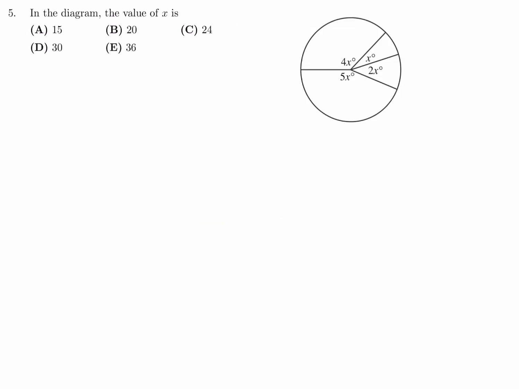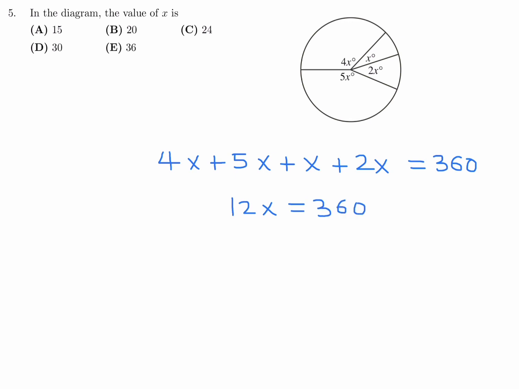In the diagram, the value of x is. So 4x plus 5x plus x plus 2x, all of those have to equal 360. So this is going to be 12x is equal to 360. Dividing through by 12, 360 divided by 12, x will be equal to 30 degrees. So number 5, the answer is D.